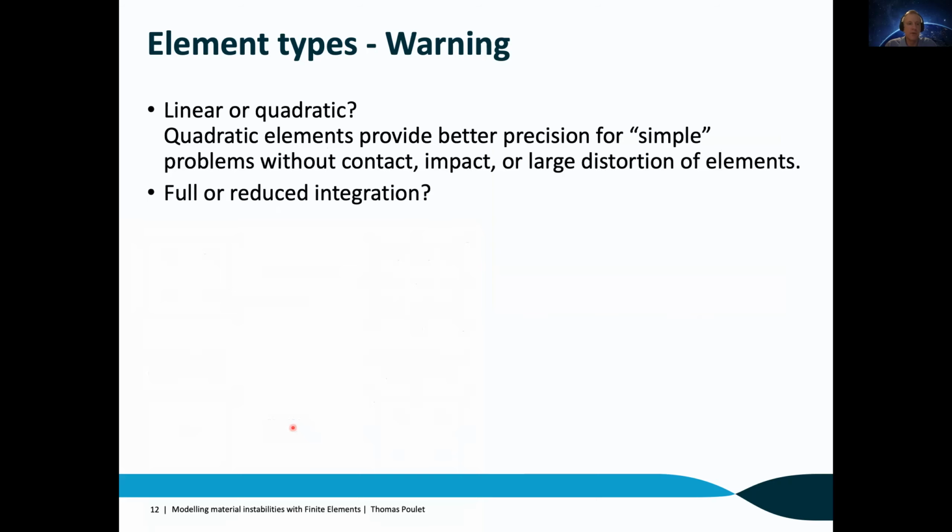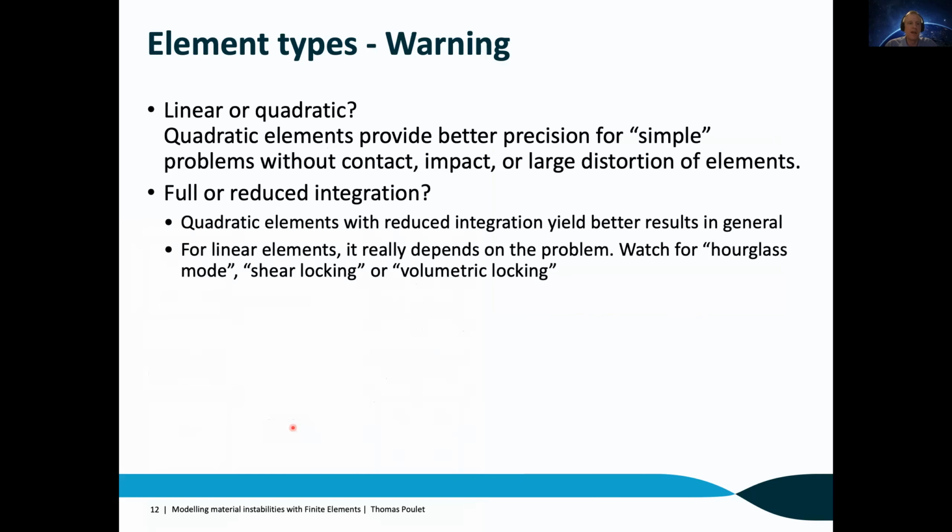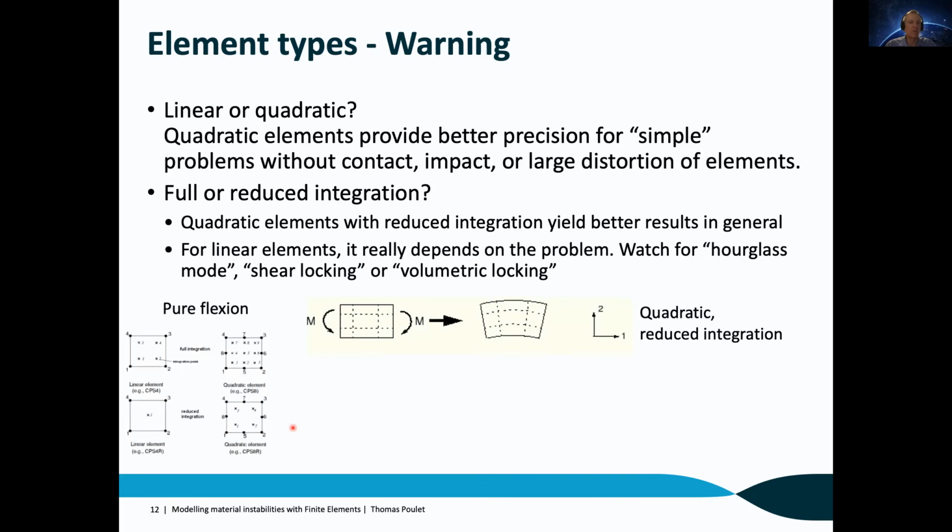And now for the full or reduced integration, if you can, basically the quadratic elements with the reduced integration will give you better results. So that would be the rule of thumb. Now, if you move with linear elements, because you are stuck with linear elements, then it really depends on your problem. So here are some keywords of things to look for: hourglass modes, shear locking, volumetric locking. And let me tell you roughly what that means.